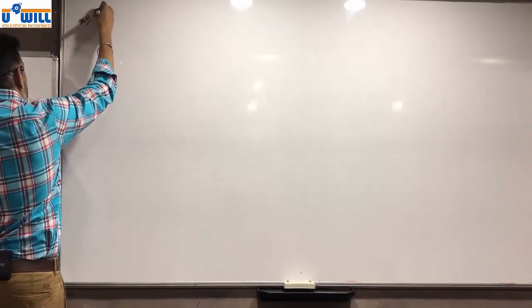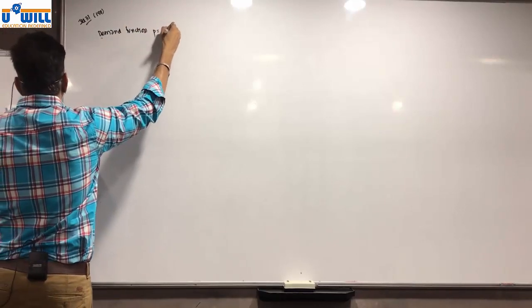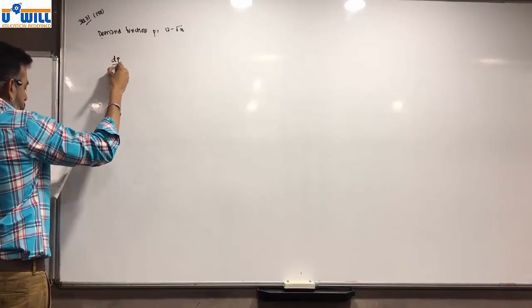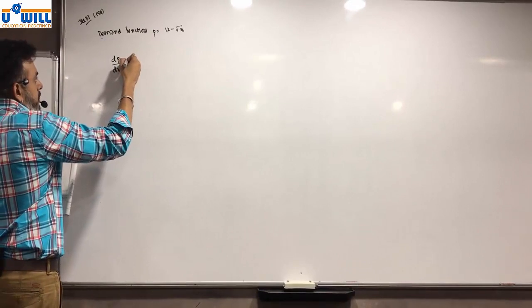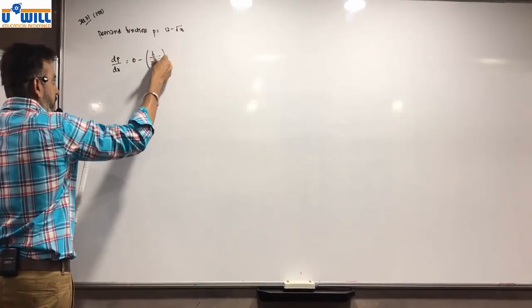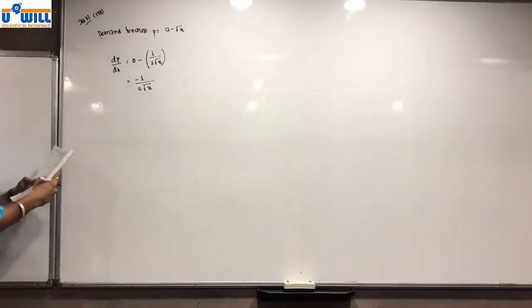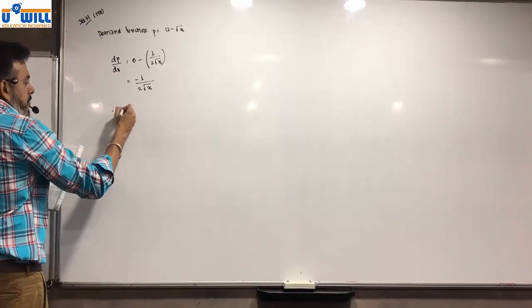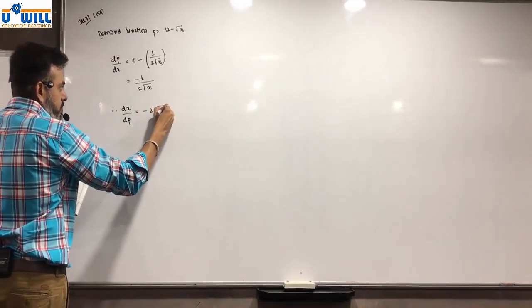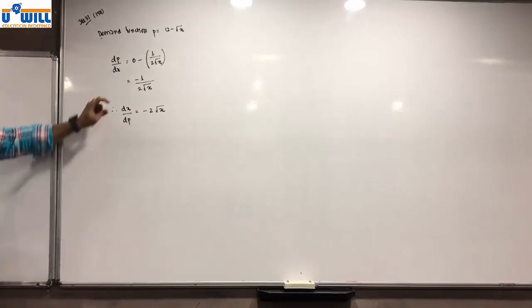Now, let's first write illustration 31, page 190. Let's write what is given. Demand function P = 12 - √X. We find the derivative of demand with respect to X, which is equal to 0 - √X, 1 by 2√X, which is equal to -1/(2√X). Therefore, the derivative of X with respect to P will be equal to, can I say, -2√X? We reversed it.